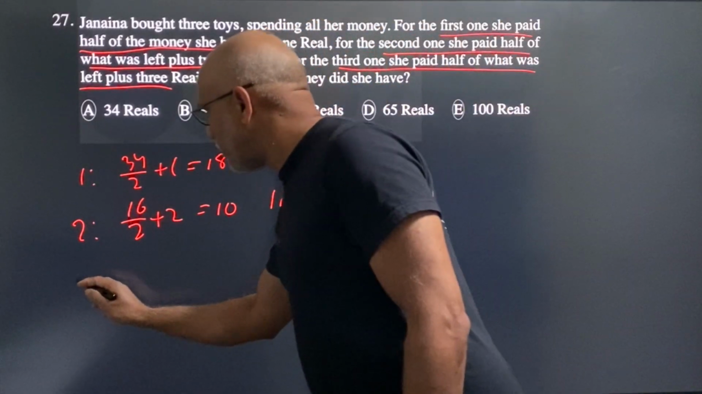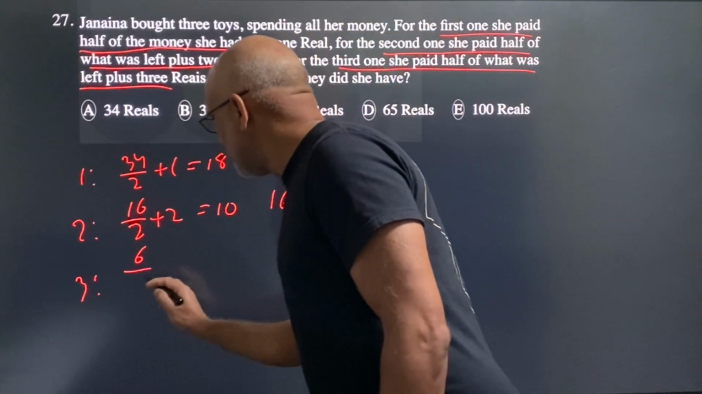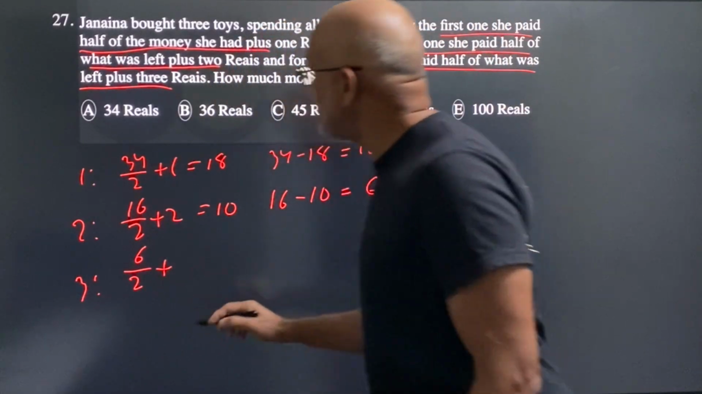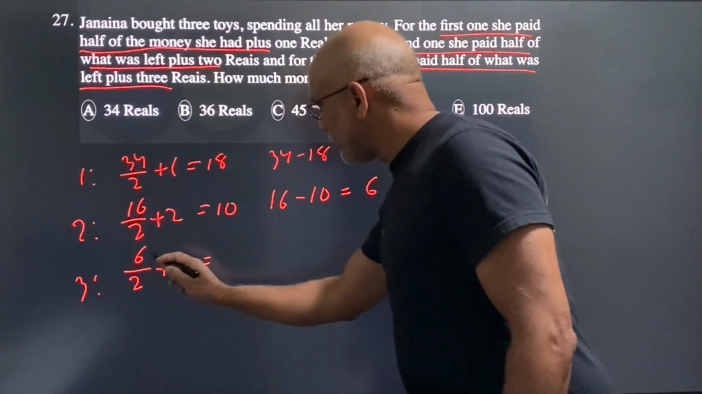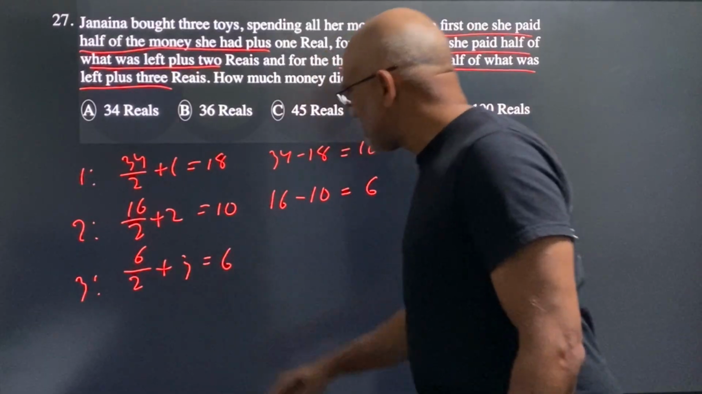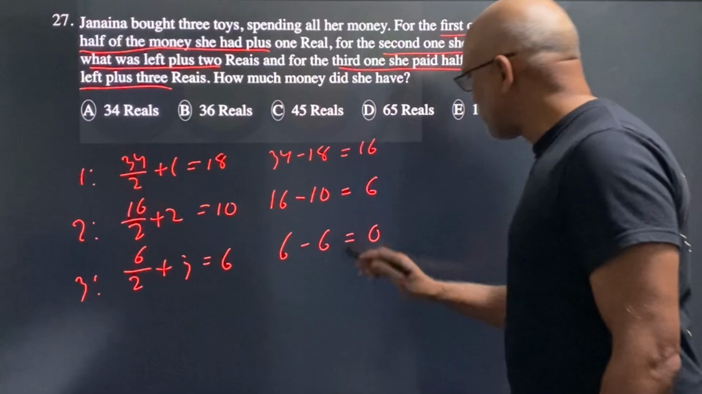So for the third toy, half of what was left, that is half of 6, plus 3. So this is going to be 3 plus 3, which is 6. So I'm left with 6 minus 6, which is 0. So I'm left with nothing.